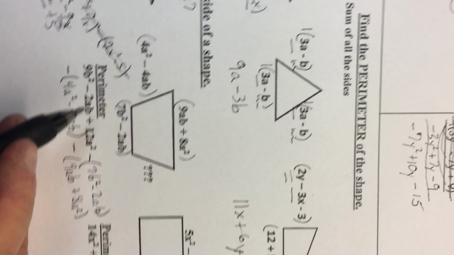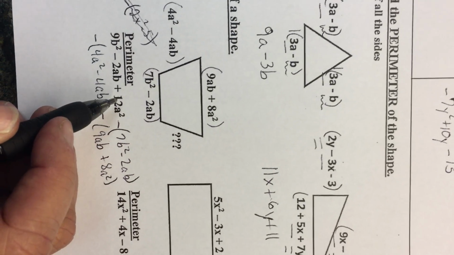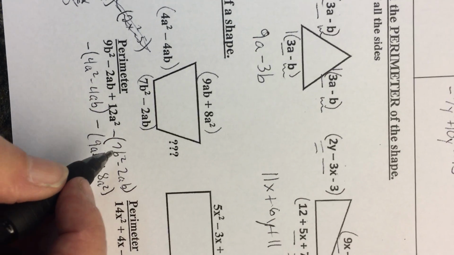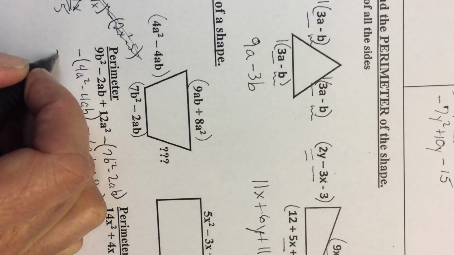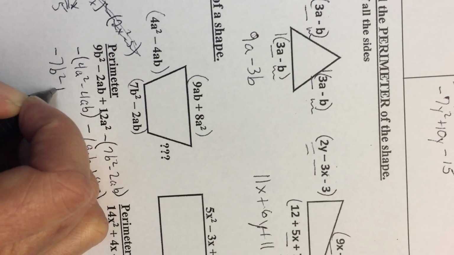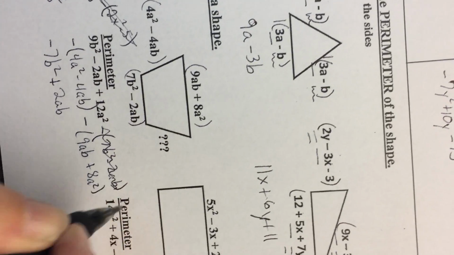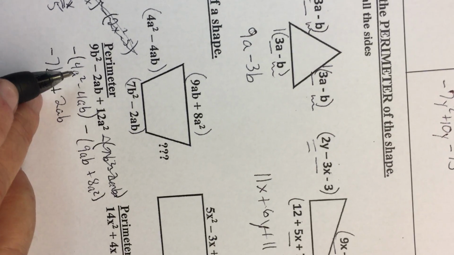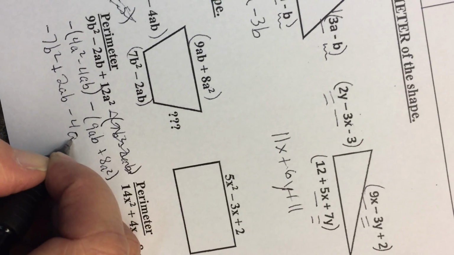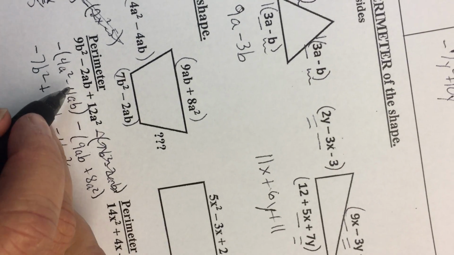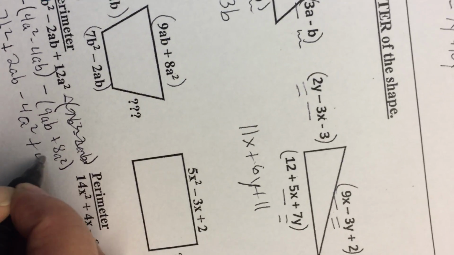So the first one, nothing's going to change because it's got a positive 1 in front of it. So even though it's got parentheses around it, when I distribute a positive 1, nothing changes. But these I'm going to rewrite. This is now a negative 7b squared and plus 2ab. So I'm going to write them down here. Negative 7b squared plus 2ab. And that one's gone. Negative 1 distributed over here. This becomes a negative 4a squared and then this becomes a positive 4ab.